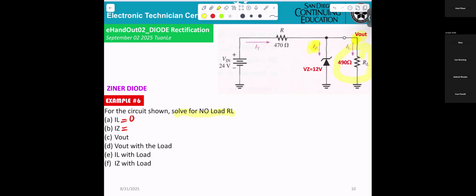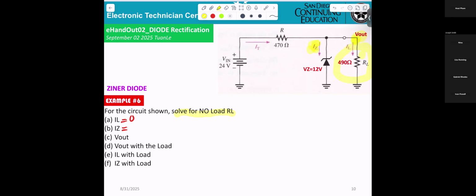Now, when you're looking into the circuitry, what happened to the Zener diode? Is it on, or not working? Does it break down, or does it just work like a normal diode? Which one? You have to come up with that answer. You do it like we've been doing before.